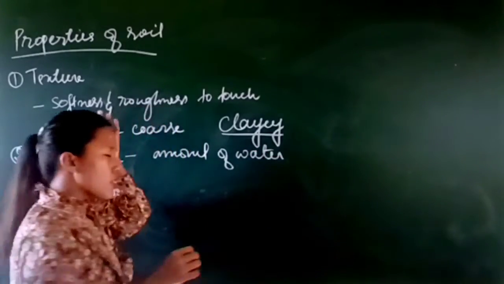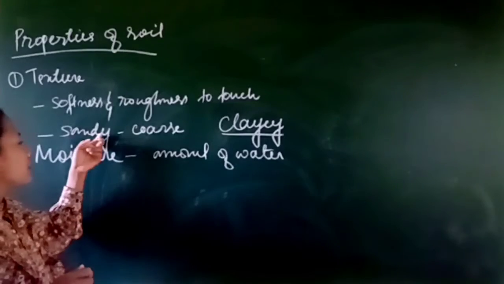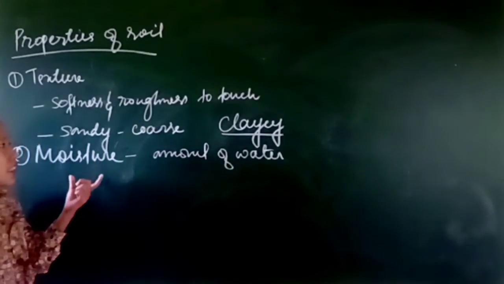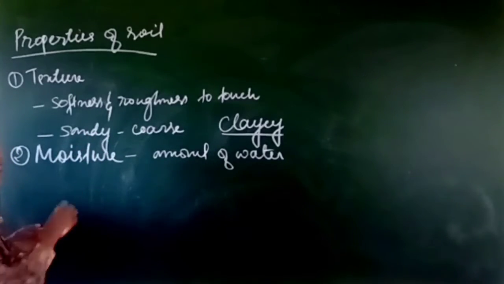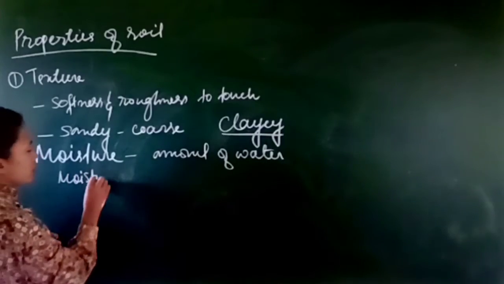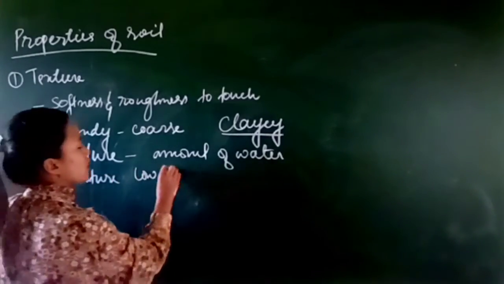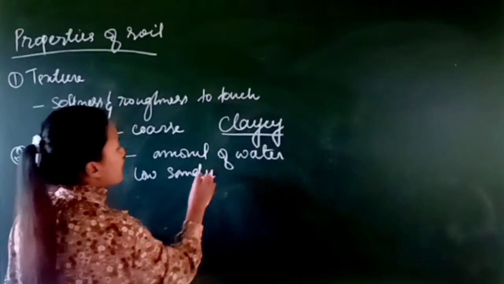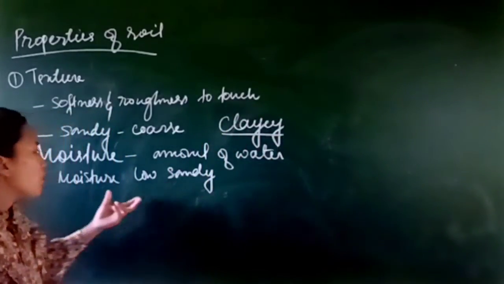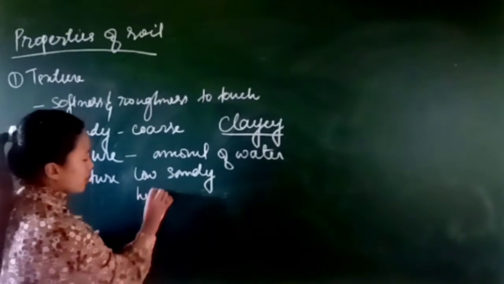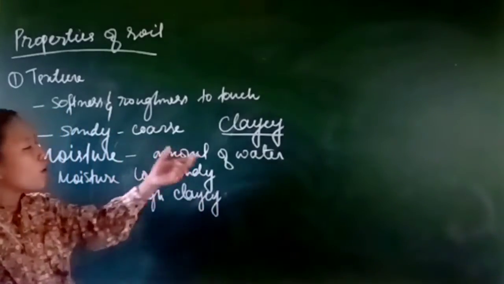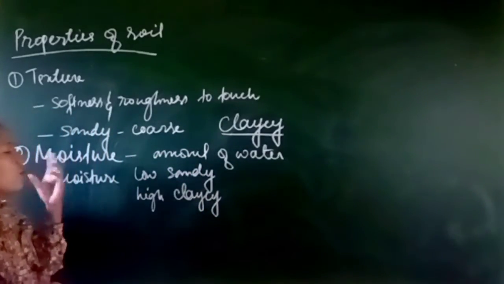Now, in the previous topic, we have seen that sandy soil cannot hold water. So, since sandy soil cannot hold water, the moisture content will be very low in sandy soil. Whereas in clay soil, we have seen that it can hold a lot of water, so moisture content will be high in clay soil. The amount of water present in the soil is the moisture content.